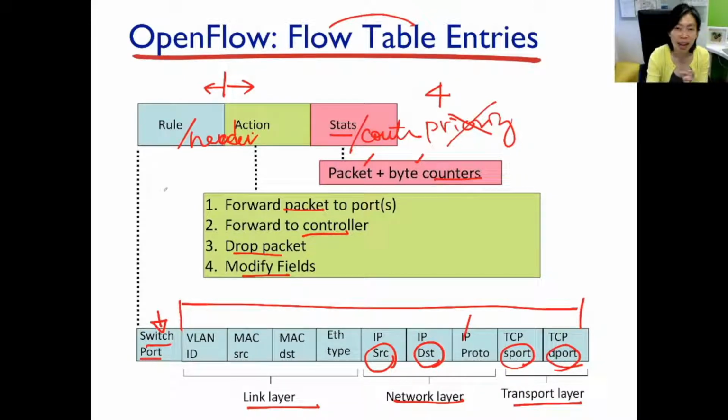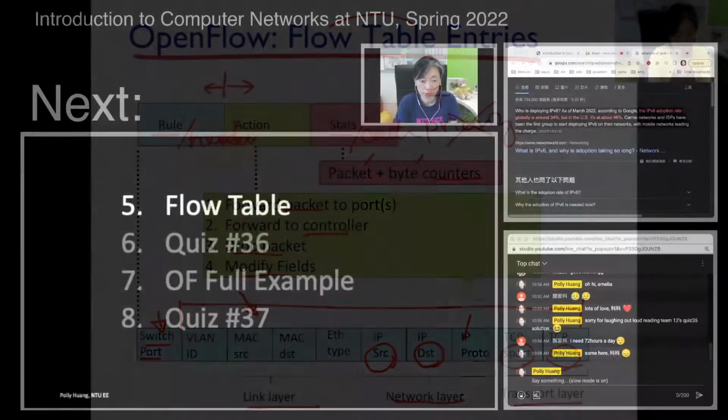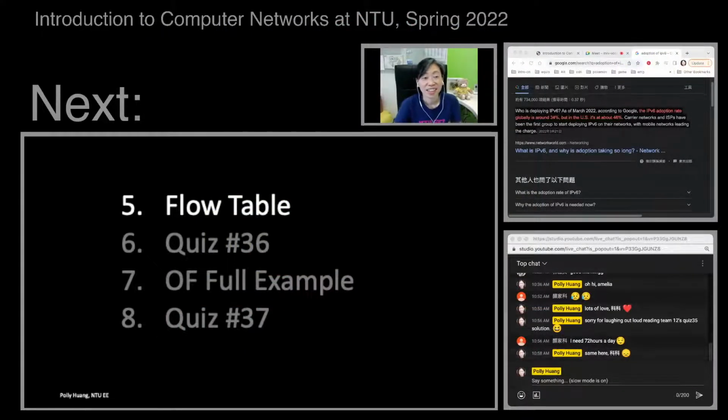So that's also why in this slide we refrain from calling this column the header column, because we do have a field that's not necessarily a packet header. So we call them rules in general. All right, so that should give you a clear idea how an entry looks like in the flow table.